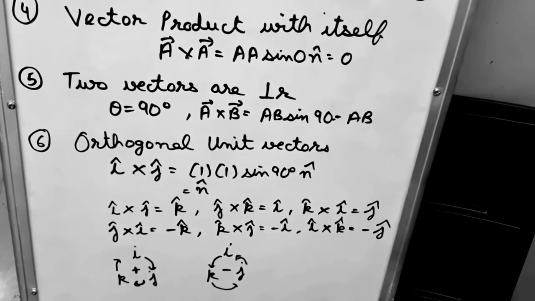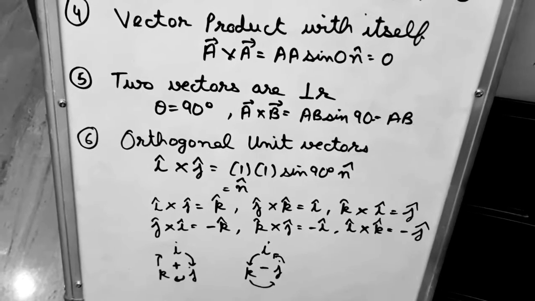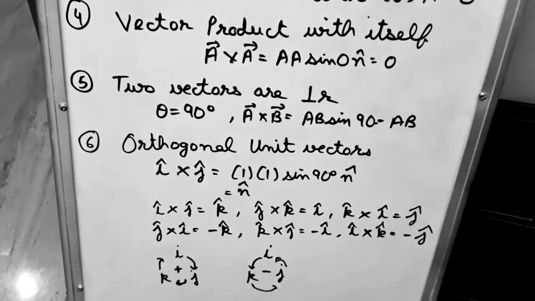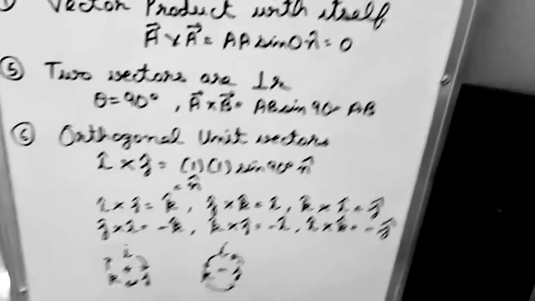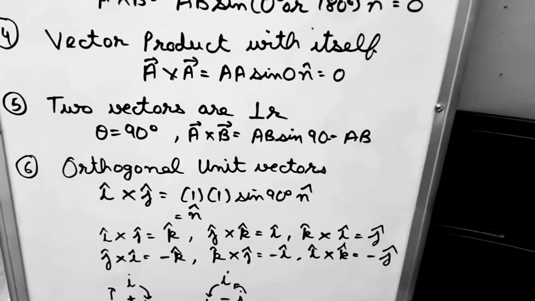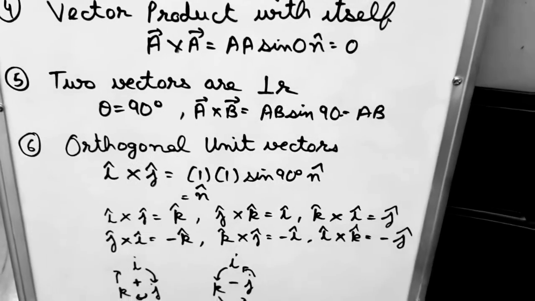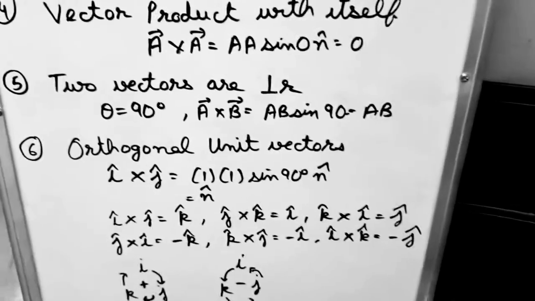Next, the fifth property is when two vectors are perpendicular to each other, that is the angle between them is 90 degree. If the angle between the two vectors is 90 degree, then their cross product is equal to the product of magnitude of the two vectors.